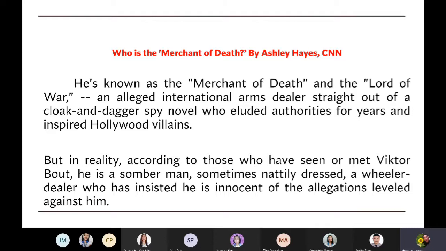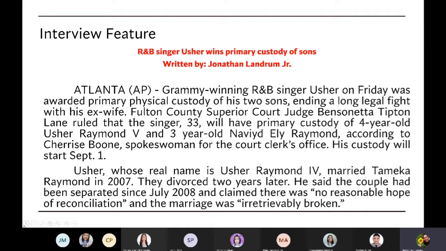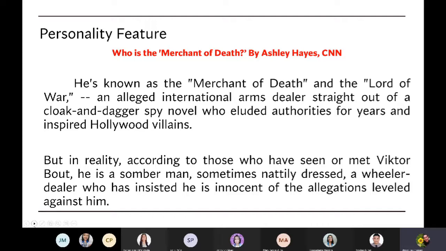But there's another type of news feature of this and this is an example of personality feature because as you see in the lead, we are highlighting this person, the merchant of death. Even in this, who is the merchant of death? Okay, so that's it. So this is a personality feature. But thank you, Sally, for answering. That could also be this type of news feature.